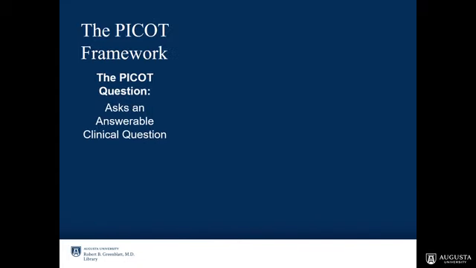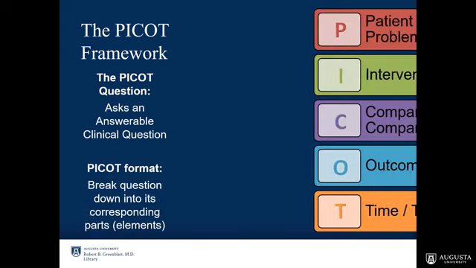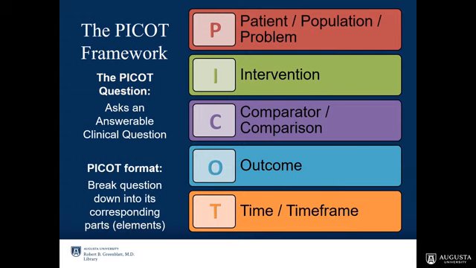The PICO framework consists of two elements. You start with your PICO question, the answerable clinical question, and you slot it into the PICO format, where you break the question down into its corresponding parts or elements. So our P would be patient, population, or problem. Our I is the intervention. Our C is our comparison. O is outcome. And T is time or time frame. And you may not have every element of the PICO for every project question.